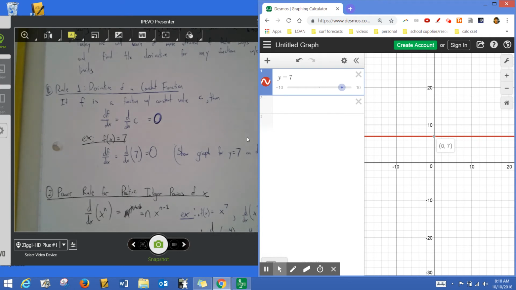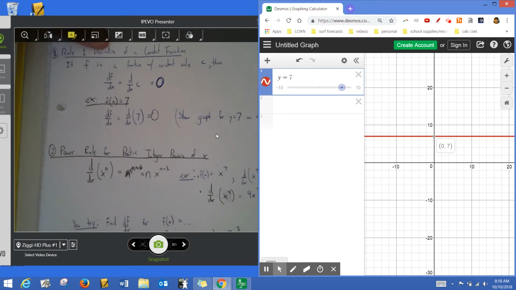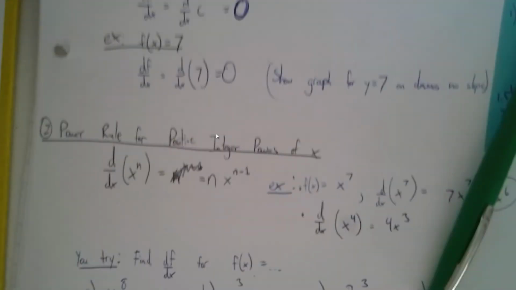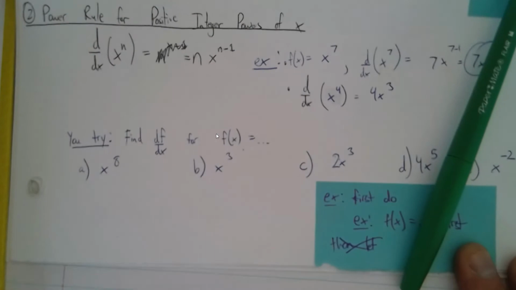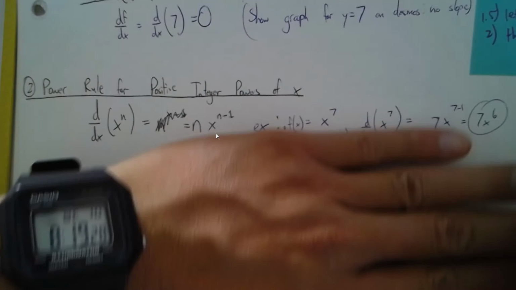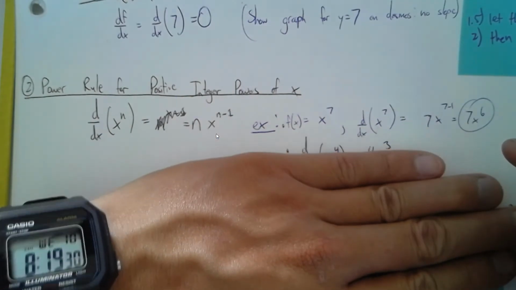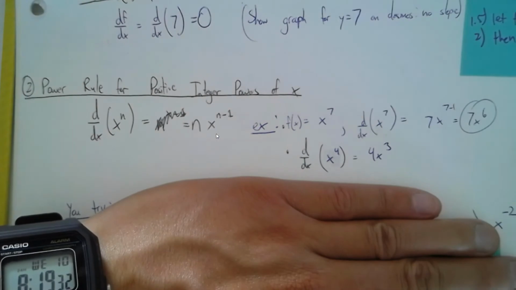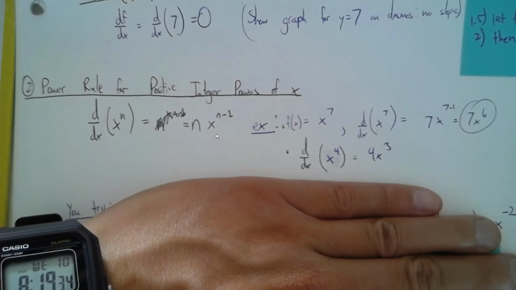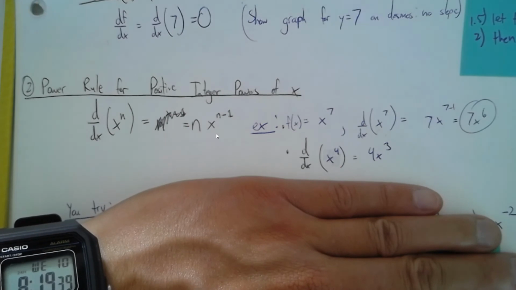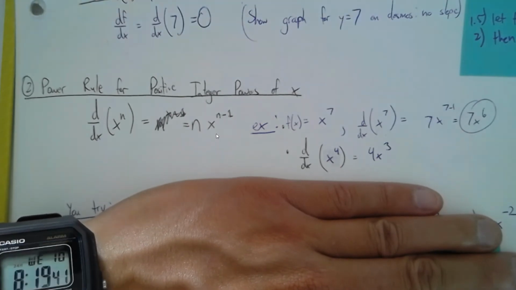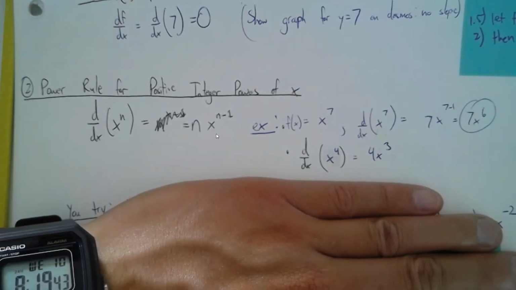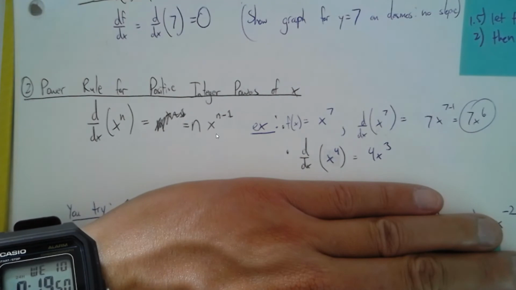Let's go to rule number 2. Oh, sorry, I'm kind of skipping ahead here. We'll do this one here. Power rule for positive integer powers of x. This is where things get kind of nitty gritty, right? This is so much cleaner. It looks really complicated, but it's not.